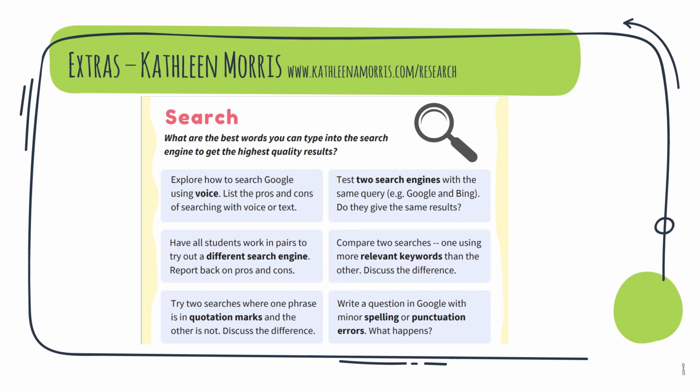You could test 2 search engines with the same query. If you use Edge, you're going to get Bing as your search engine. You could try 2 searches where one phrase was within speech marks and the other one was not, and so on. So you can get quite skilled in playing with your search skills. So I'm hoping that this has been a good little quick introduction to search skills for you.